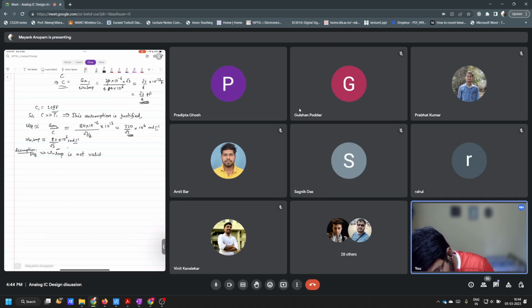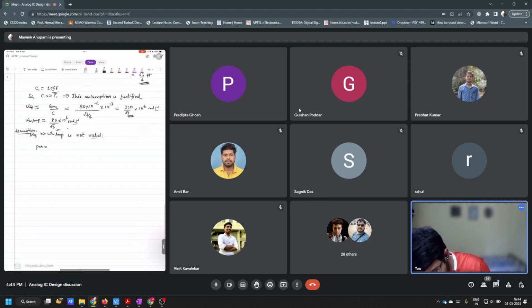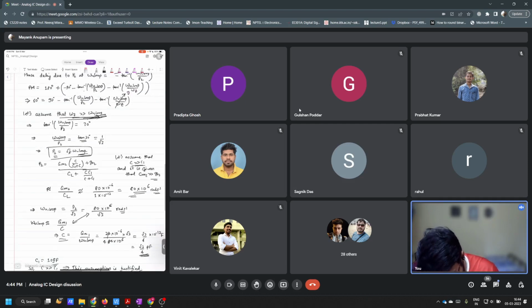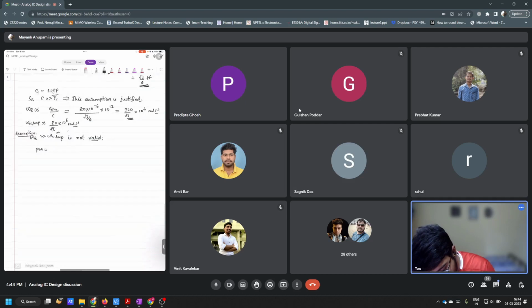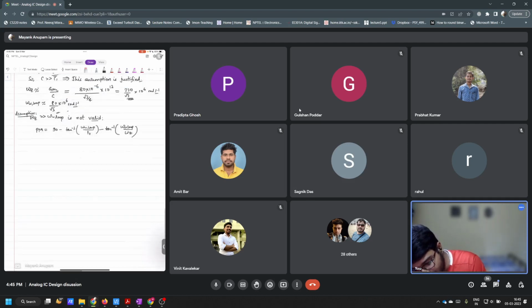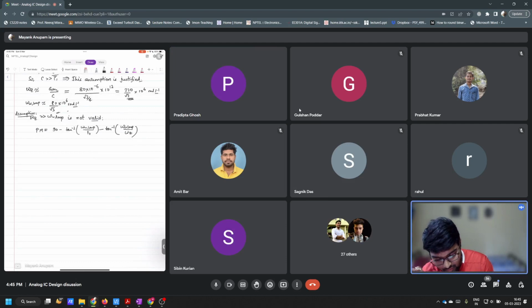Now in that case, what is the phase margin? Again, the phase margin calculation will be 90 minus tan inverse of omega u loop divided by p2, minus tan inverse of omega u loop by omega z. This is your phase margin, isn't it? So now we will have to calculate it. It will become a messy calculation again after this.